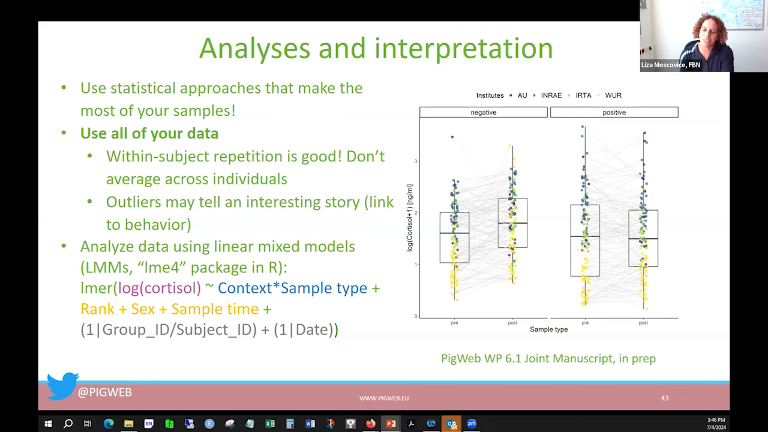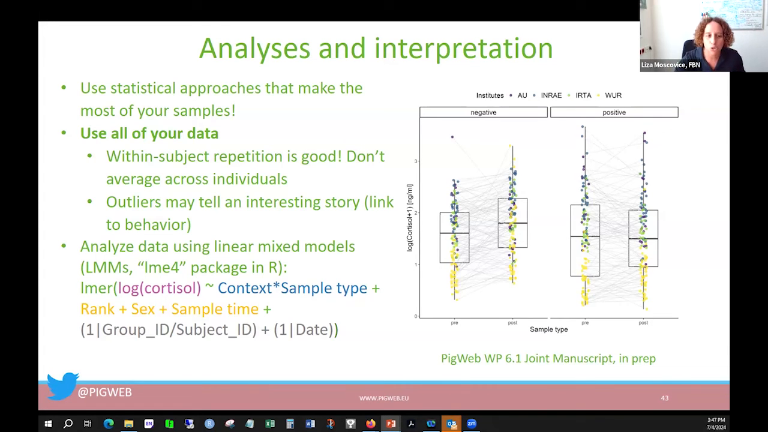You're basically including an interaction between the context that you're interested in, baseline versus positive or positive versus negative, whatever the context was, and the sample type. Was it the pre-sample or the post-sample? And when you interact these things, you're going to measure whether the change in cortisol differs based on the context. And that's how you can integrate the fact that you have this within subject pre and post ability to actually look at individual reactivity.